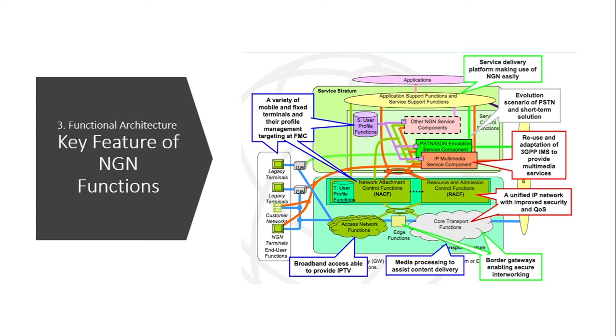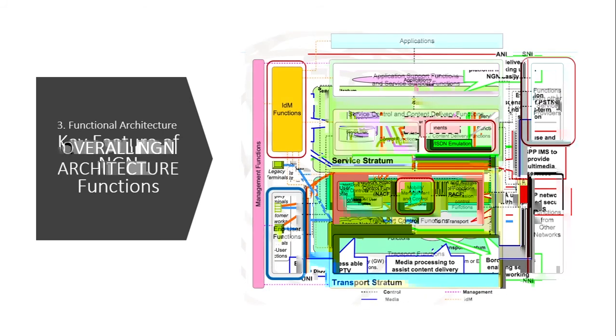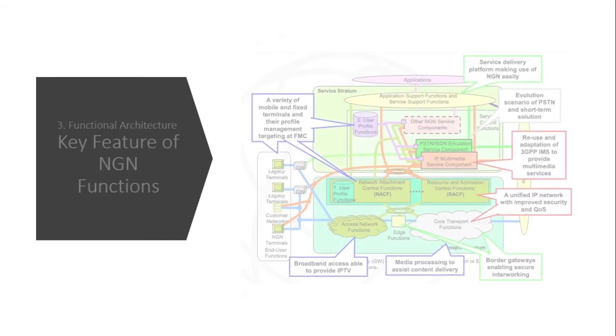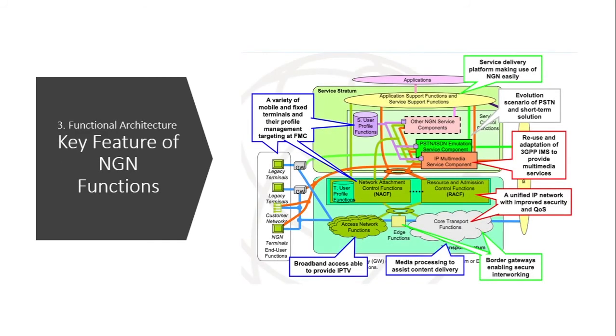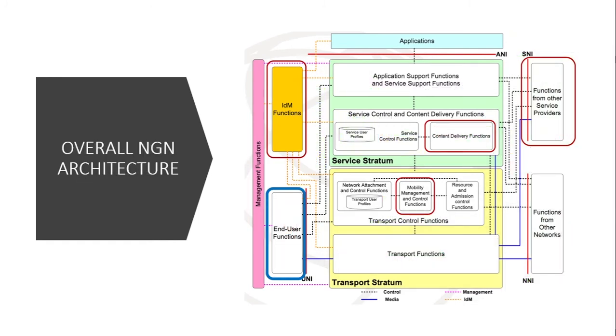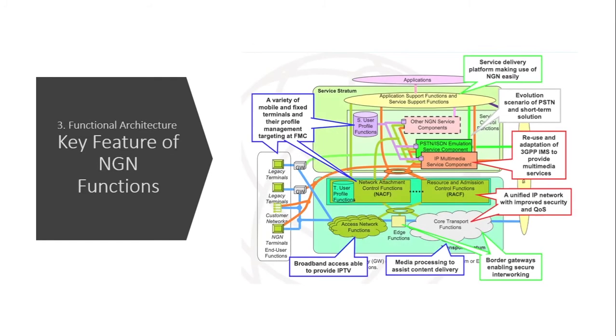illustration. As you can see here, there is an application on the very top, and the green one is the service stratum and the bottom one is the transport stratum. This is an overall NGN architecture. This is actually the same as the previous one. As you can see, we have application, service, and transport stratum. But this is seen from the service perspective, and this one is seen from the provider perspective.